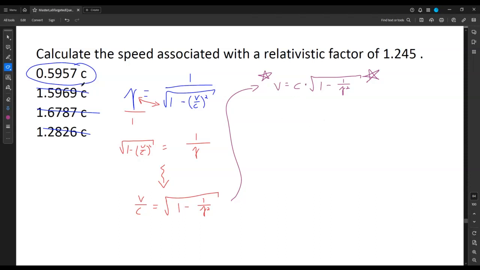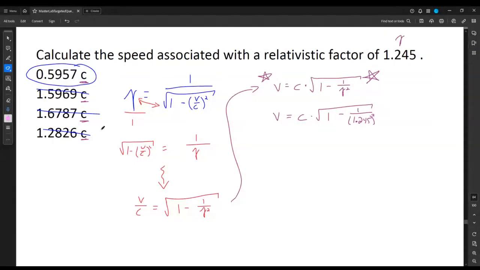c is just a constant, so notice that it just shows up in all of our answers. It's the speed of light. So really we're just trying to solve for whatever's on the bottom. Gamma is this number that's given to us, so we can work that through hopefully without too much trouble. So let's give it a try. We've got the speed of light multiplied by the big square root of 1 minus 1 over, in this case, 1.245 squared.